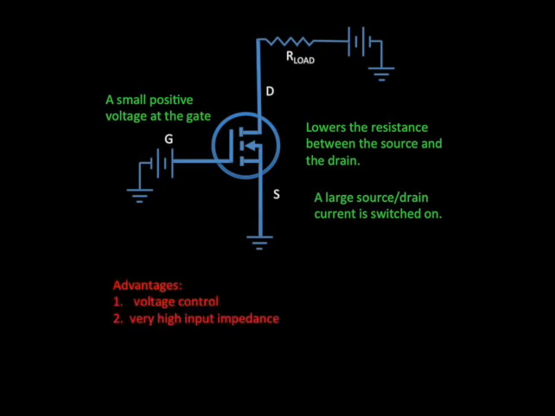This example achieves two big advantages. First of all, we have a voltage control of a current. Voltages are easier to implement than current control. And secondly, we have a signal going into a gate that has a very high input impedance. That means the gate will not draw much current from the signal, and there's less chance of distorting the signal.